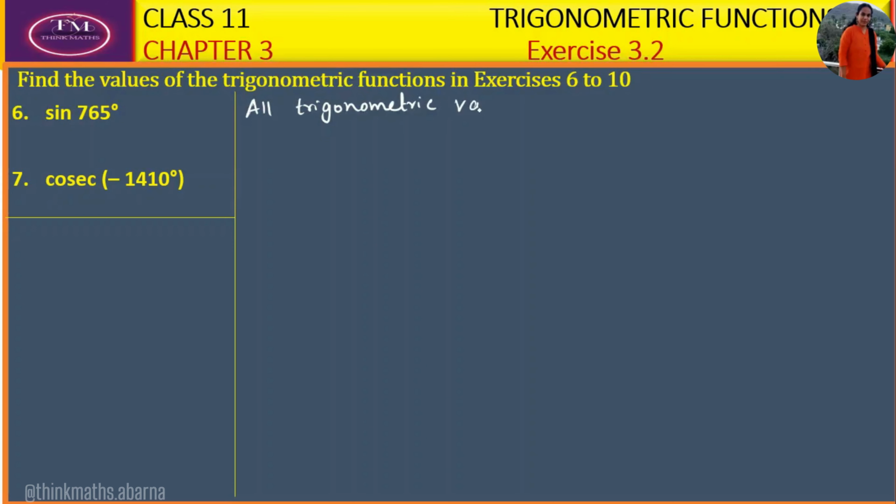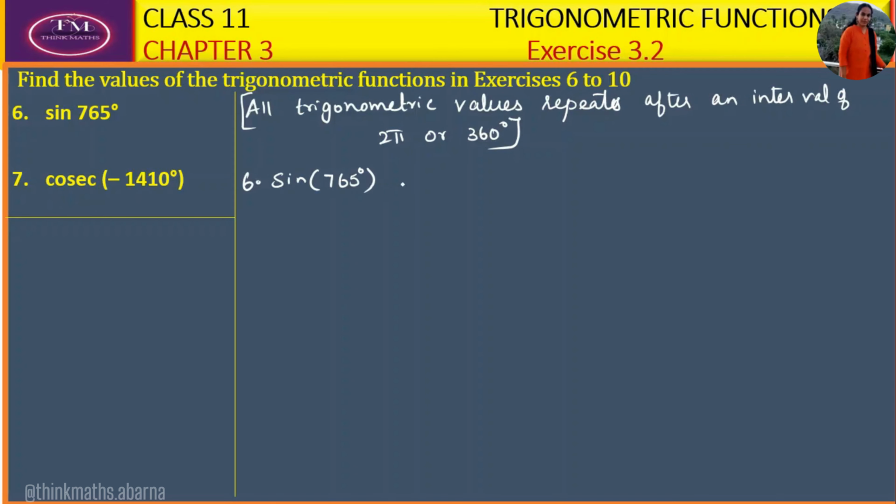So all trigonometric values repeat after an interval of 2 pi or 360 degrees. We will use this logic. Okay. So now the first one, the sixth sum, it is sine 765 degrees.